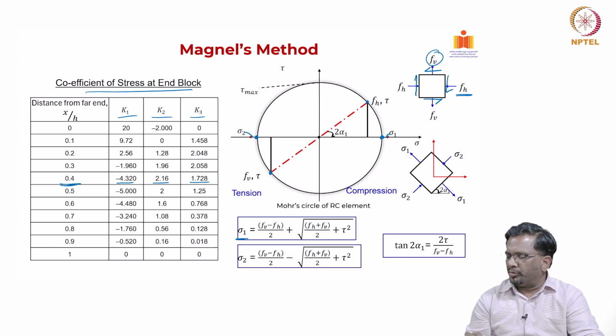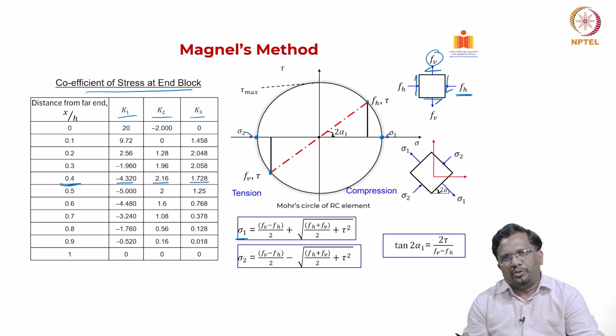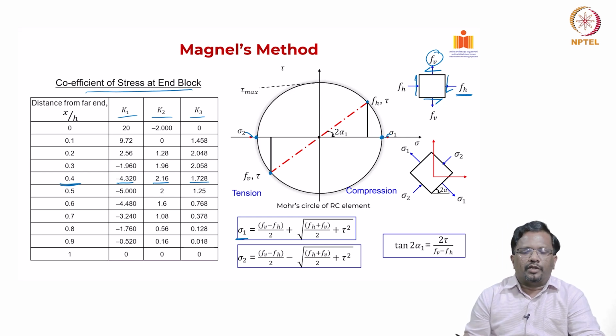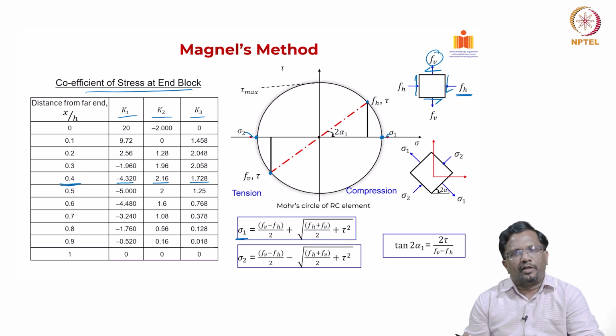So, we can use them to calculate your Fe and Fh, and tau also can be calculated, and then I can get my principal stresses. Once I have the principal stresses, I know the kind of tension that is there and the orientation of the tension stress as well, and accordingly I can use them for designing the reinforcement. This is Magnel's method.